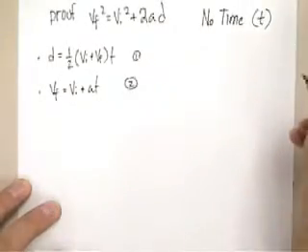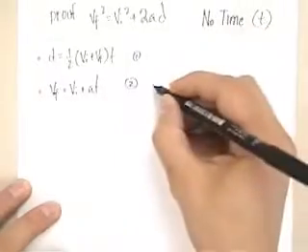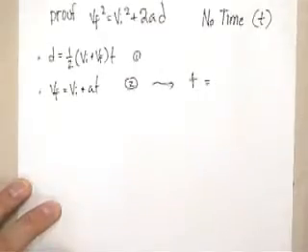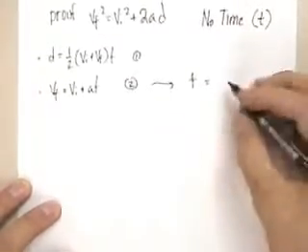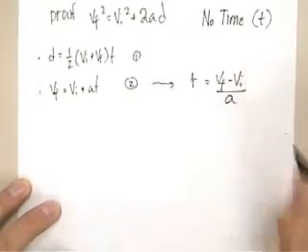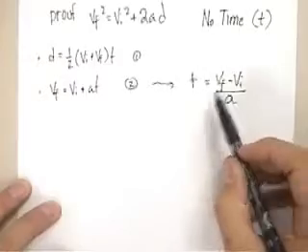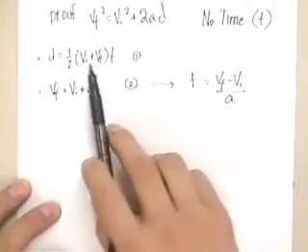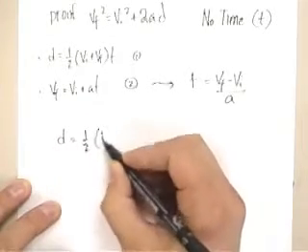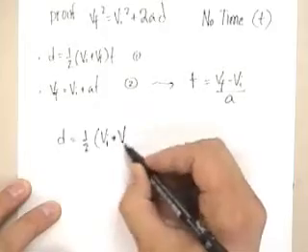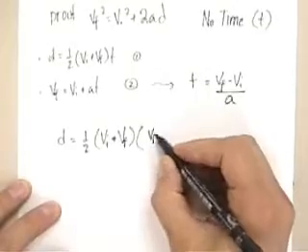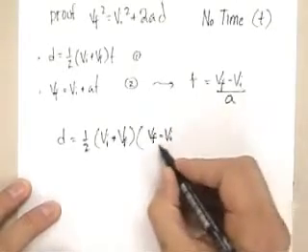We're just going to simplify or change around equation 2, and we're going to solve it for time. Time is going to end up being VF minus VI over acceleration. Now I'm going to plug this into my equation 1. So what I'm going to get is D equals 1/2 VI plus VF, and instead of my time frame, I'm actually going to put in VF minus VI over A.